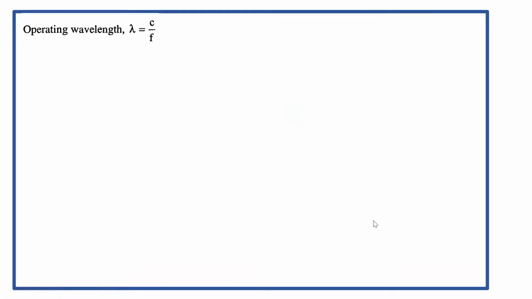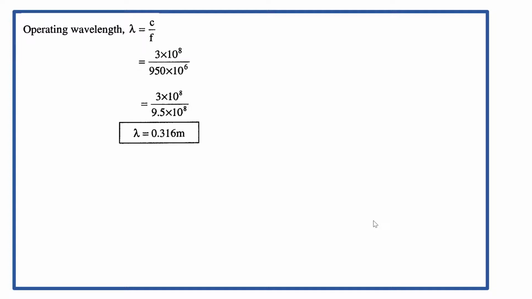So again, as usual, you're going to find out the operating wavelength whose formula is lambda is equal to c by f, where c is the velocity of light whose value is 3 into 10 power 8 and the frequency which is given in the sum is 950 into 10 power 6. When I solve it, I get my lambda value to be 0.316 meters.